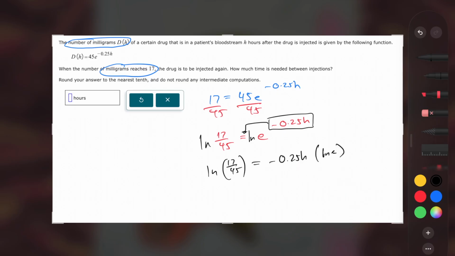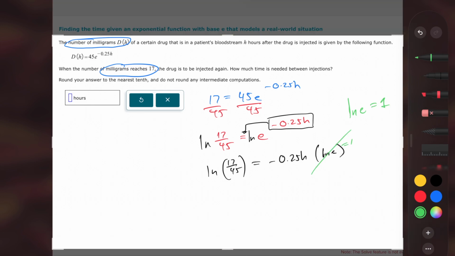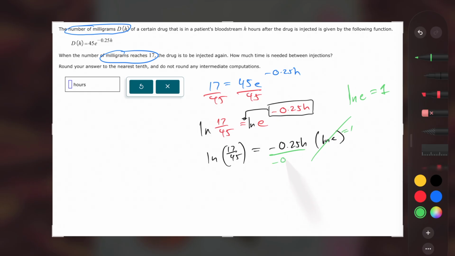All these problems follow the same exact process. That's why I was trying to do that on the first one. What is the ln of E? Ln of E always equals 1. So really that just kind of goes away. And you can divide by the negative 0.25 and get your answer. So the ln of 17 divided by 45, divided by negative 0.25, would be 3.89. And that should be my answer.